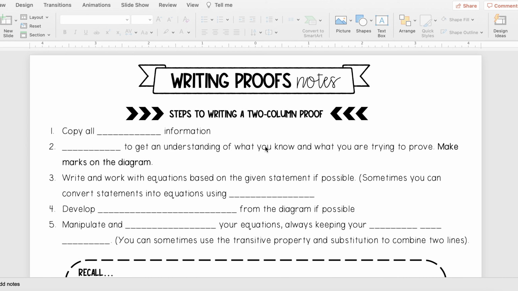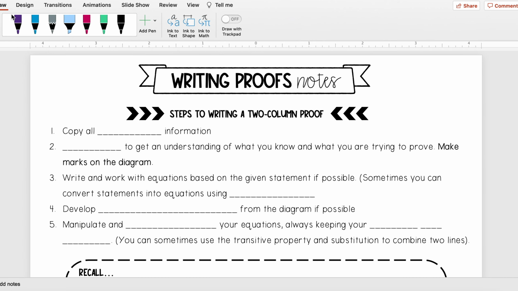And so, steps to writing a 2-column proof to remember, to help you get through, because this is a harder topic: first, copy all given information. Your first step, you're going to copy all the information that's given to you in the left-hand column for your statements. And then your reason is always that it's just a given.